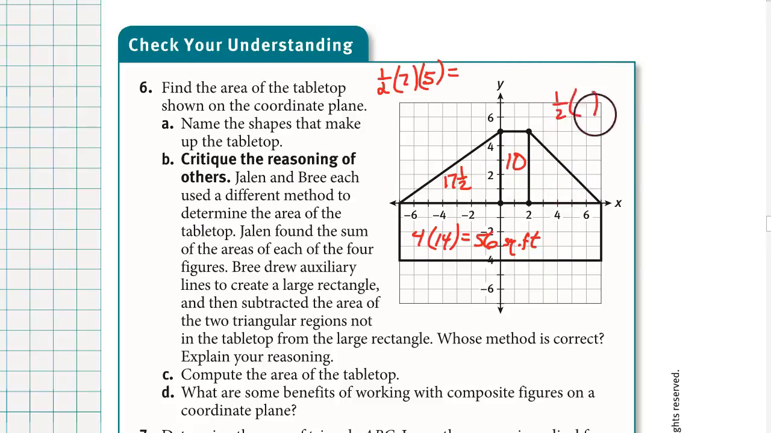Now our other triangle. 1/2 times the base times the height. The base goes from 2 over to 7, which is 5 units. The height goes from 0 up to 5, which is 5 units. So 1/2 times 5 times 5. That is 12.5. Now that we know all the pieces, we add those up to get the total area, and then can multiply by $8.50 to find out how much to charge for that tabletop.